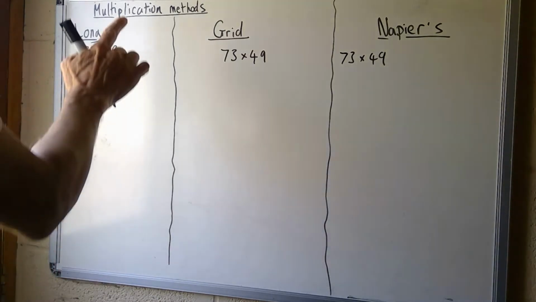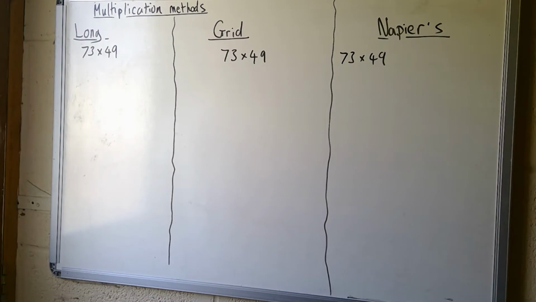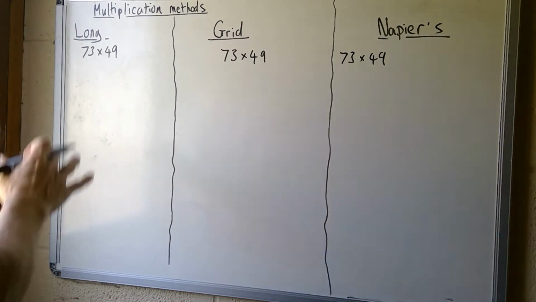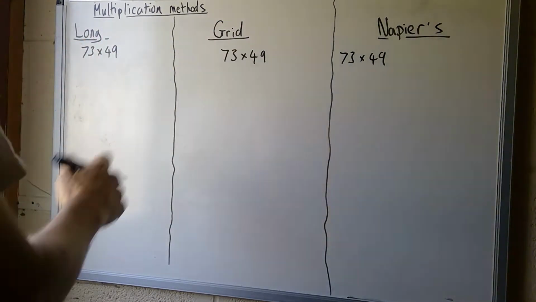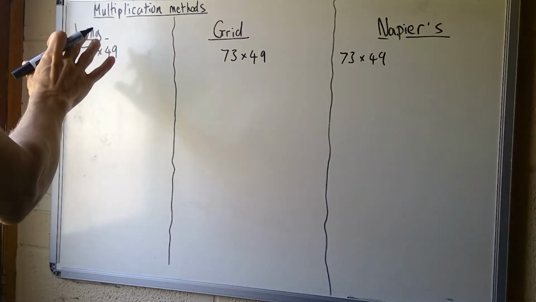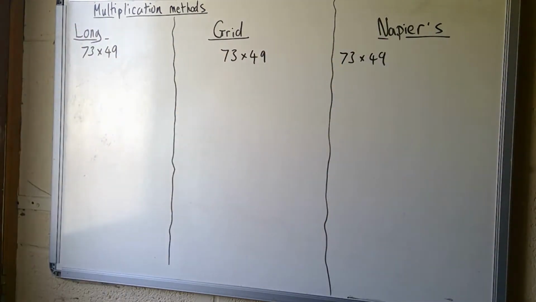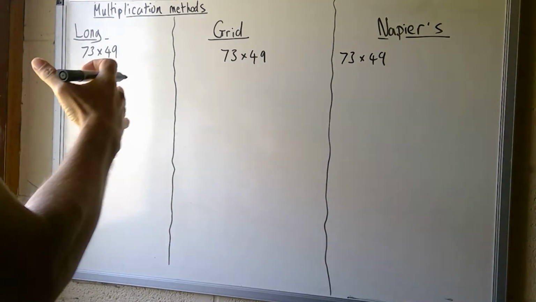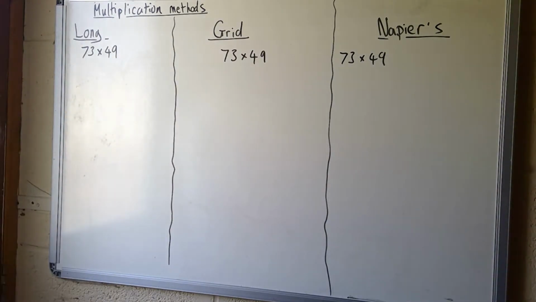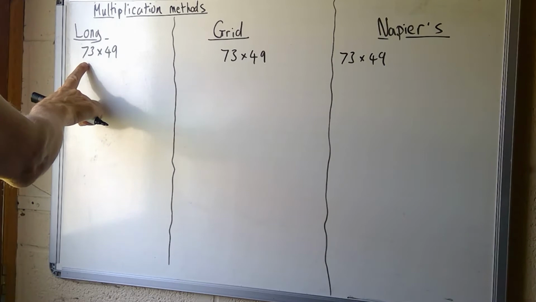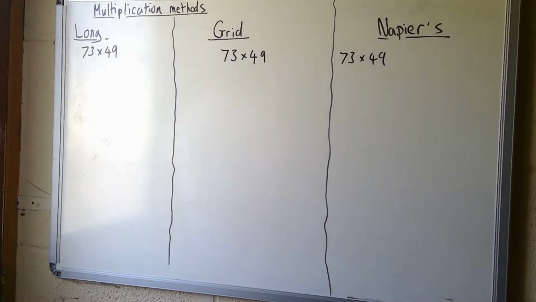Okay, today we're going to look at some multiplication methods. Right back to basics, multiplying two-digit numbers together. I'm going to show you 3 different methods of doing the same question. Really, they're all the same method, but just set out in different ways. So we're going to multiply 73 by 49.